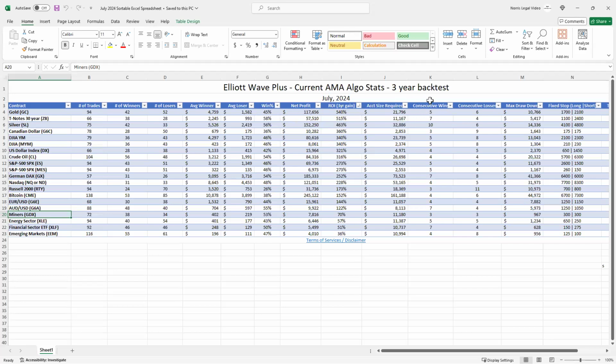During that 3-year period, there were 5 consecutive winners, and during probably the biggest drawdown period, a drawdown of $10,766, there were 6 consecutive losses at one point. The winning percentage was just a hair under 50%. However, here's the key. The average winner was $4,759, and the average loser was $1,582.